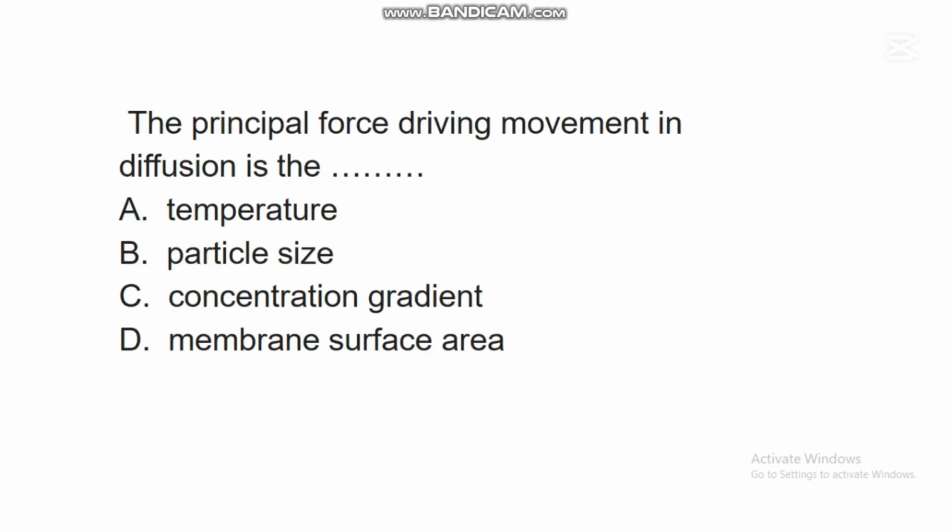The next question says, the principal force driving movement in diffusion is the dash. A. Temperature. B. Particle size. C. Concentration gradient. D. Membrane surface area. In this question, the correct answer is C. Concentration gradient. So this concentration gradient is the principal force driving movement in diffusion.